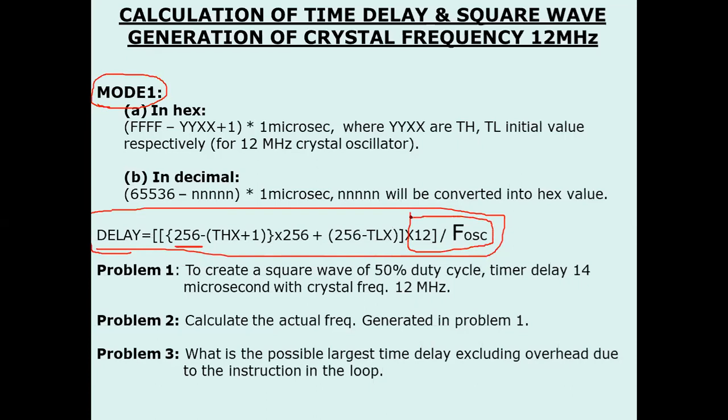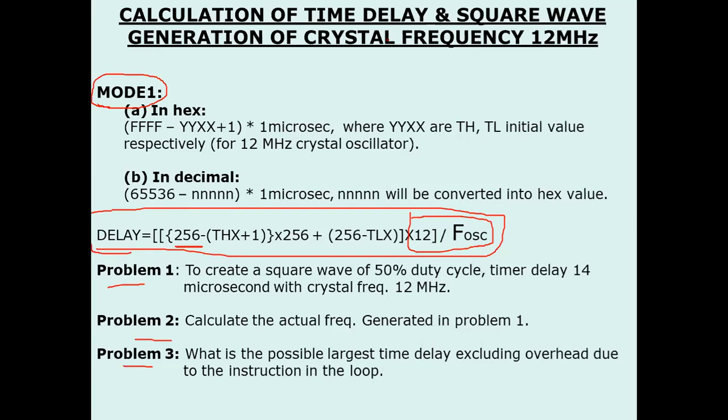Now write these problems in your copy. Problem 1, problem 2, and problem 3. Yeah, tell me. Why don't we add in TLX plus 1? Because if you count like, TLX value is like 250. Suppose 250. Now for 250 to 256, how many counts will be there? 6 counts will be there. Is it?